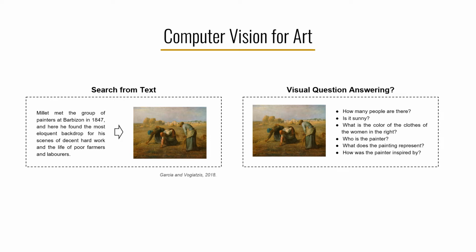At first glance, visual question answering in art presents some more challenges than visual question answering in real images, as questions might not only be related to the image content, such as how many people are there or is it sunny, but also to the form or the context of the artwork, such as who is the painter.